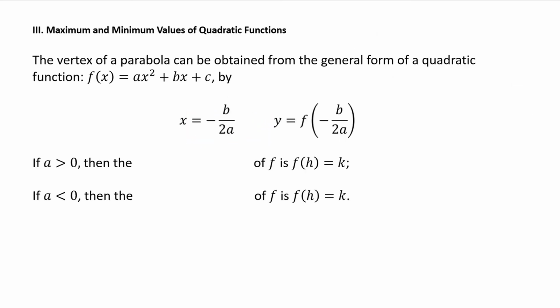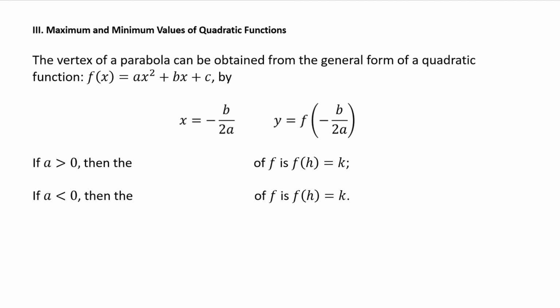Roman numeral 3, maximum and minimum values of quadratic functions. The vertex of a parabola can be obtained from the general form of a quadratic function, that is the form f of x equals ax squared plus bx plus c, by setting x equal to the negative of b divided by 2a and y computed as the function evaluated at the negative of b over 2a. You can do this without first having to complete the square.